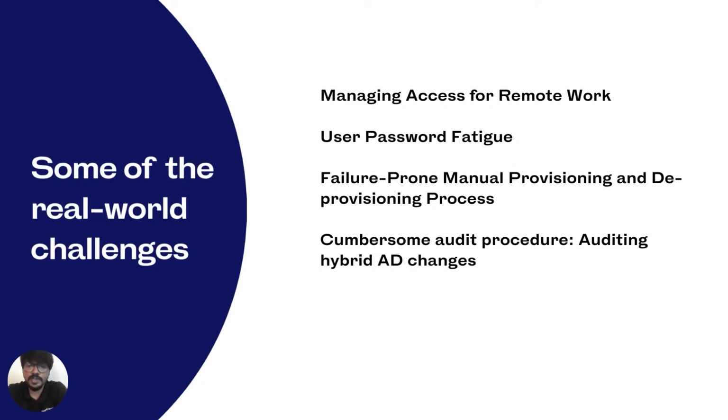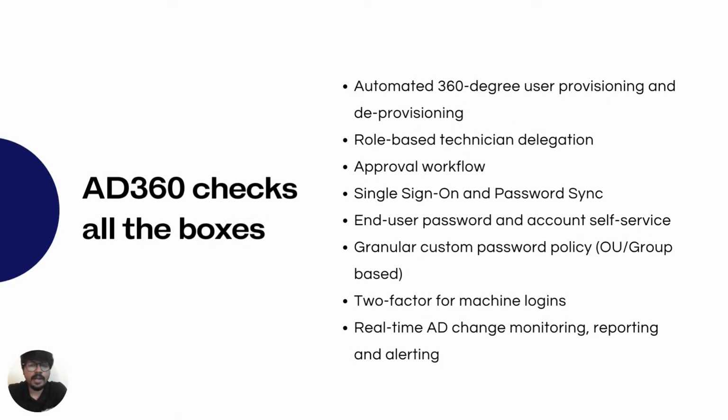And cumbersome audit procedure. So let's say you want to track a specific change in your Active Directory environment, usually you go to that specific machine, let's say a domain controller, you get into the event viewer using that event ID, you narrow it down to a timestamp and see what has changed. Again, very time consuming. And also you don't have a centralized view of your Active Directory changes, both on-prem and Azure. So these are some of the real world challenges I gathered. And let's move on. And I must say AD360 checks all the boxes.